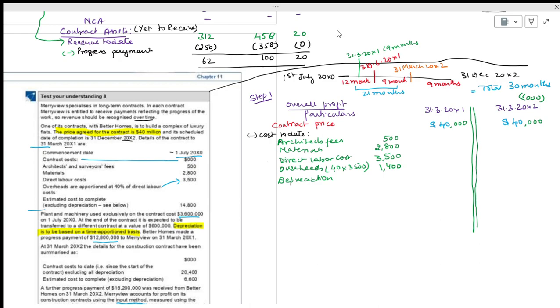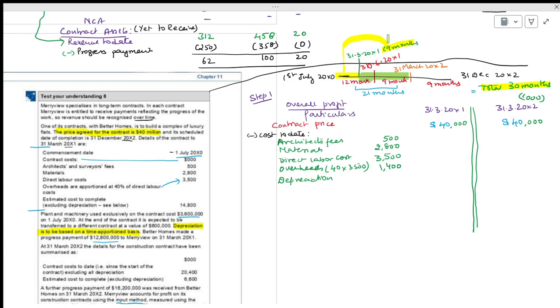Now, how many total months are there? 30 months. From here to here, how many months are there? 9 months. I am changing the color. From here to the end, how many months are there?